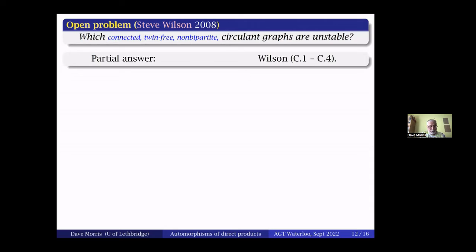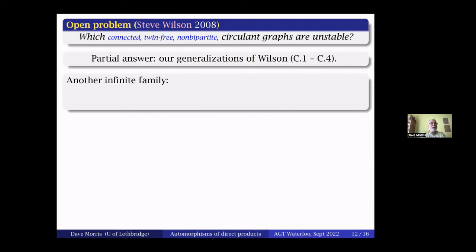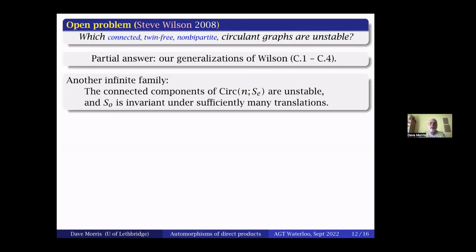He gave 4 conditions that are sufficient. And in fact, we generalized those. So we've got some more general conditions. And there's one other infinite family that we found. So here's another sufficient condition for a circulant graph to be unstable. Just take the even generators: if the connected components of that subgraph are unstable and the odd part of the connection set is invariant under a bunch of translations, then the graph will be unstable.